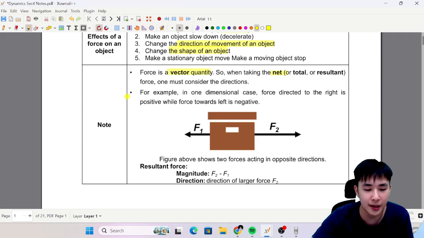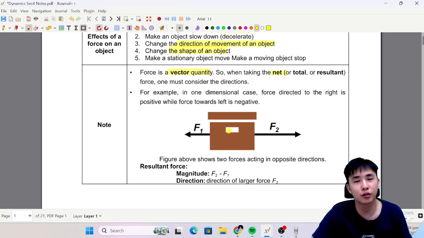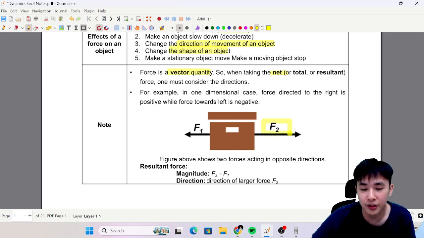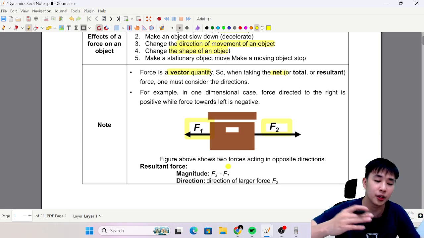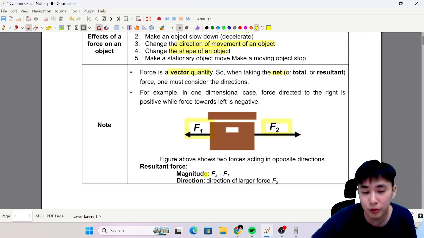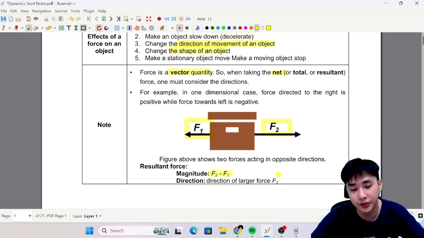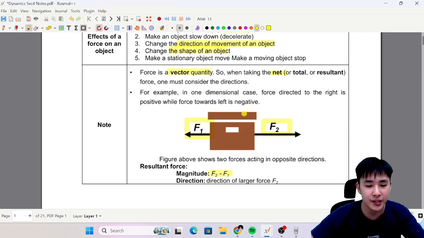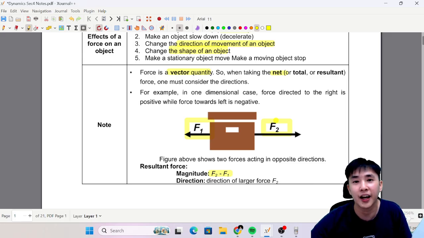So a very simple example here would be, let's suppose I have a box, like this, and then I exert two forces on it. One is a bigger force called F2, and the other is a smaller force called F1. Then the net force will just be the bigger force minus the smaller force. So the magnitude of the resultant force will be F2 minus F1, and the direction will be that of the larger force, because you can think of it as the bigger force F2 wins over F1. So the resultant will be in the direction of F2.